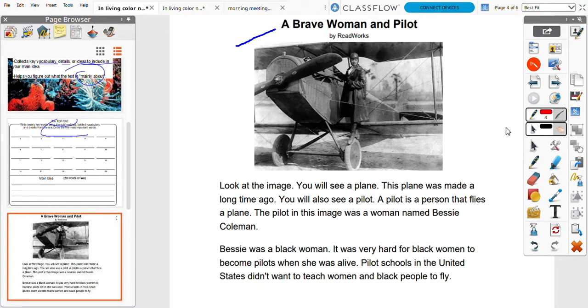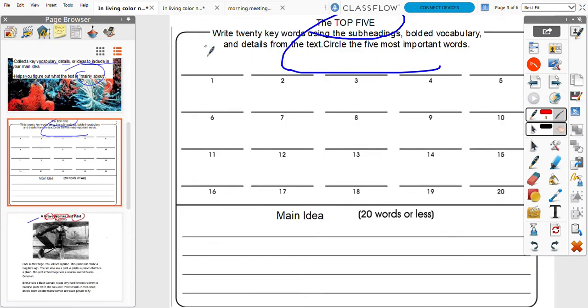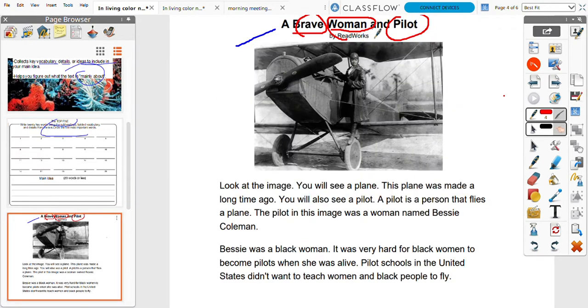So I'm going to underline my words in red here. Thinking of this right here, I would say brave is an important word. Pilot is absolutely an important word. And I think woman. So we have 3 right there that we could have added to our list. Brave, woman, pilot. For purposes of the mini lesson, I'm not going to write them all in there for time's sake. When we look at our words, we'll pick 5. So let's go ahead and read.